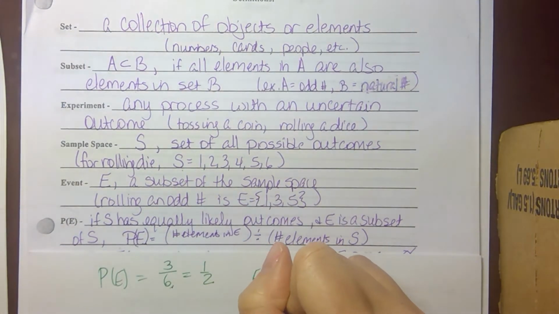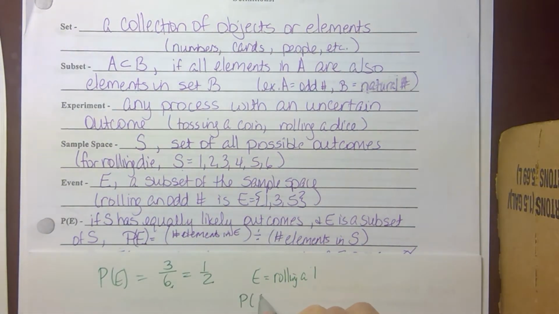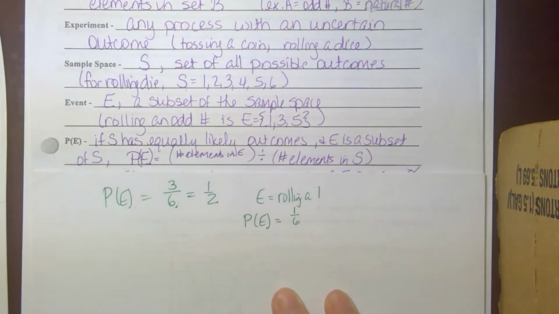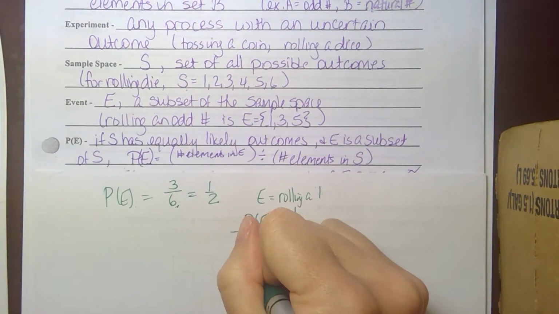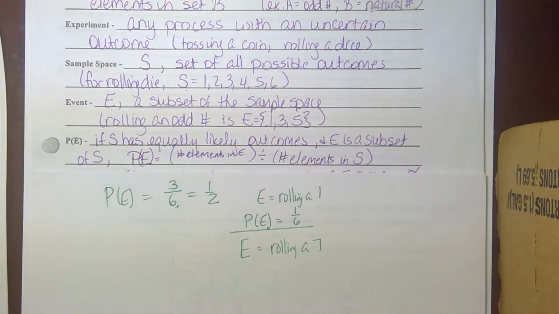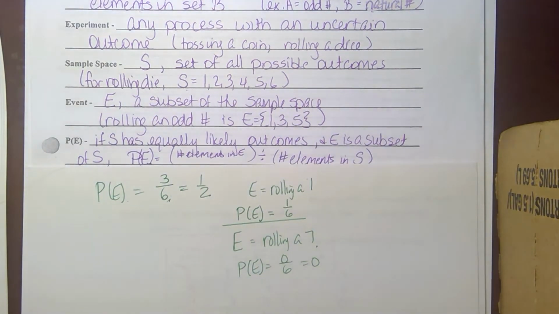What if my event E is defined as rolling a 1? Well, in that case, the probability of E would be 1 out of 6 because only one number on the die is a 1. What if I defined my event E as rolling a 7? Well, 7 is not one of the numbers on my die. So the probability of that event happening is 0 out of 6, or just 0.